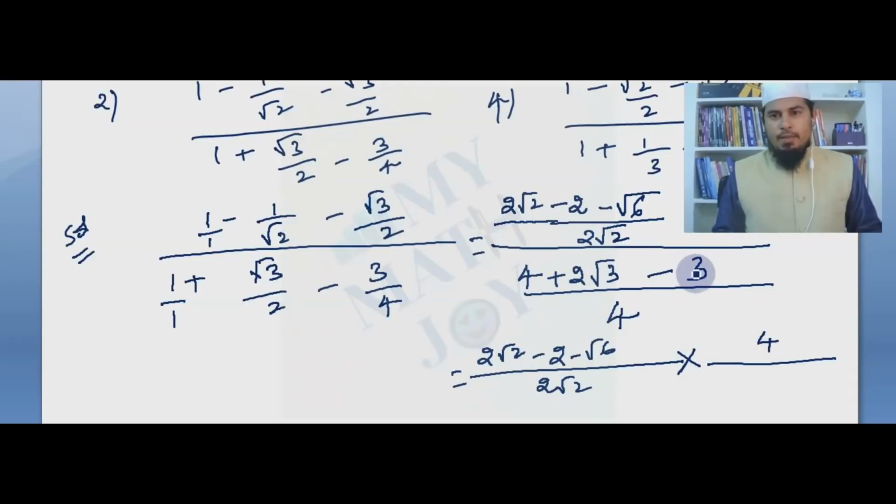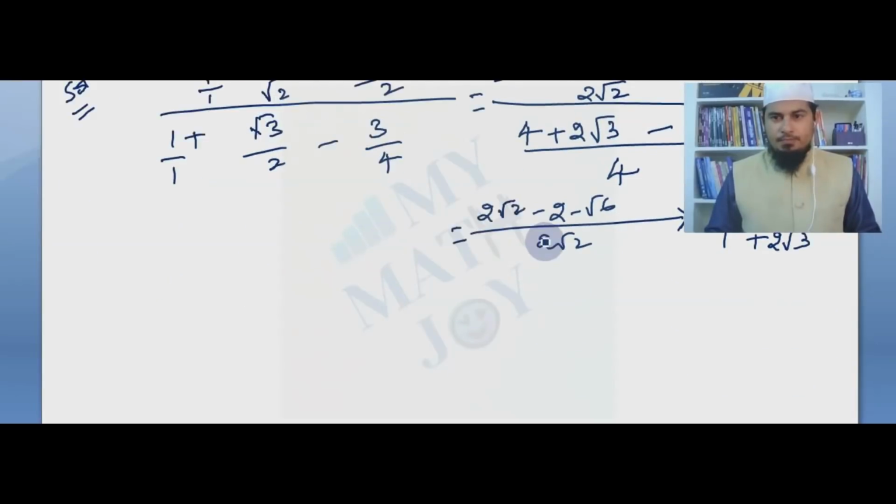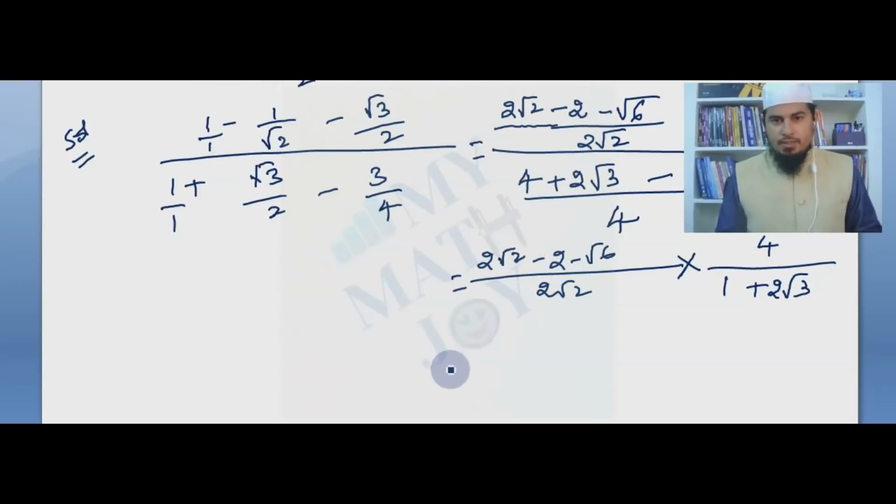Yes, 4 and minus 3 can be simplified. Minus 4 minus 3 is 1 plus 2 root 3. Yeah, still simplification is needed. We can simplify. So what is the simplification now? This 4 can be cancelled with this 2. I'll be left out with only 2 in the numerator here.